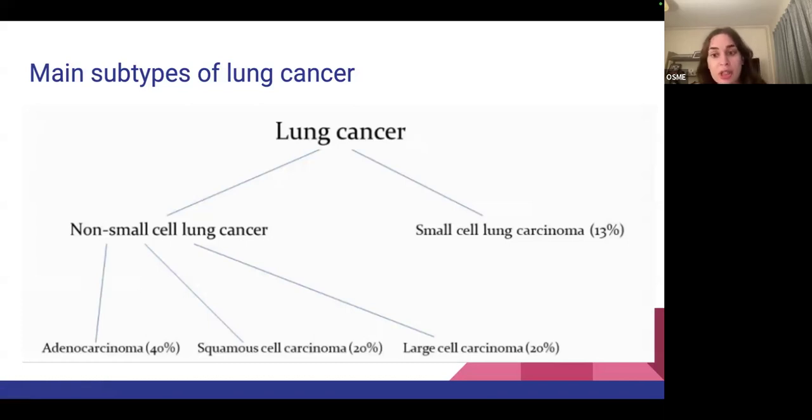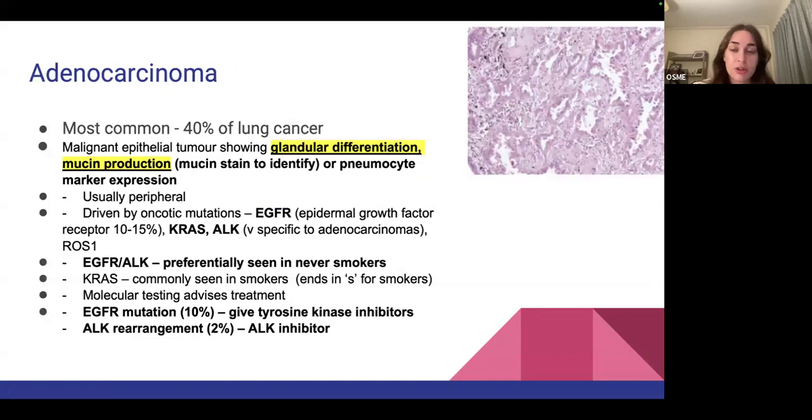And now we're going to go through each of these. So adenocarcinoma, as I said, is the most common type of lung cancer. If the question mentions that the sample they've biopsied has glandular differentiation and mucin production, think adenocarcinoma. Adenomas are glandular tissues, and they might mention a mucin stain or pneumocyte markers. It tends to be that they'll mention glandular differentiation and mucin production.